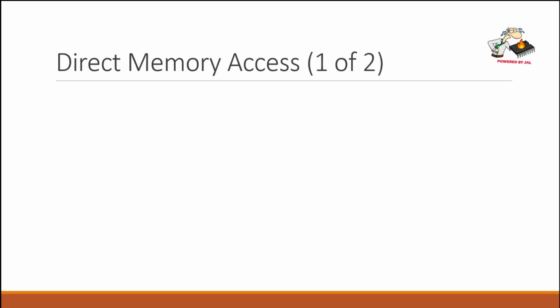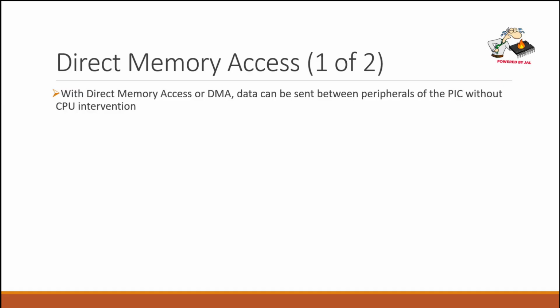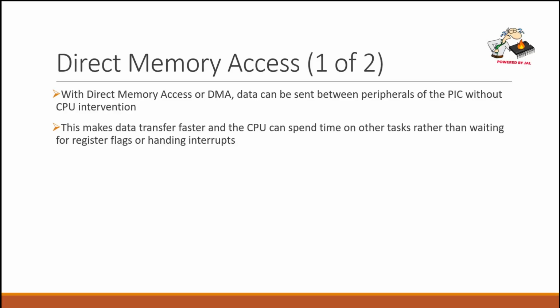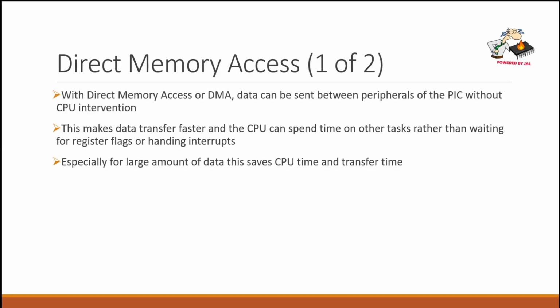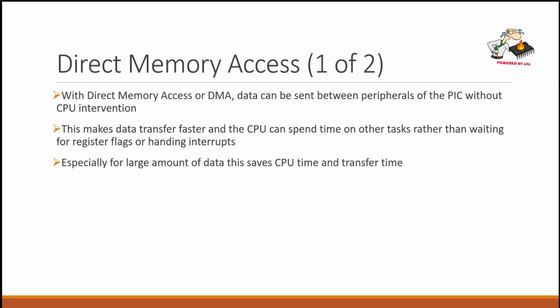So, direct memory access, what is it? If you have a PIC with direct memory access hardware on board, you can send data between peripherals of the PIC without the CPU intervention. So this makes data transfer faster, and the CPU can spend time on other tasks. It doesn't have to wait for register flags, or handle the interrupts. And especially if you have to transfer a large amount of data, it will save CPU time and also transfer time.